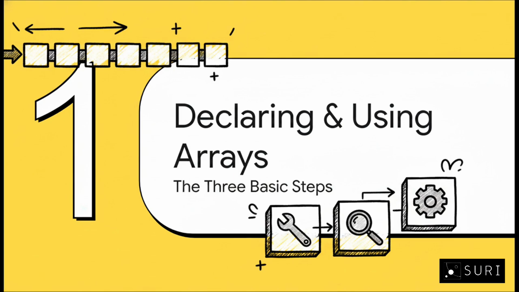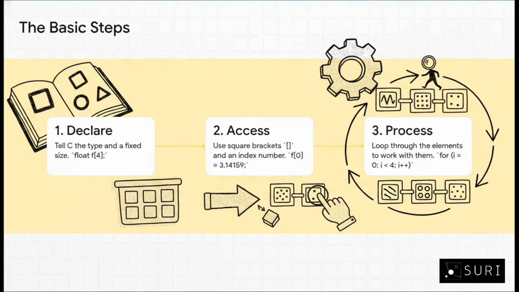Actually, using an array boils down to three fundamental steps. Let's see them in action. First, you have to declare it. You tell C the data type, like float, give it a name, and then tell it the fixed size inside square brackets. So 4 means it has 4 slots.